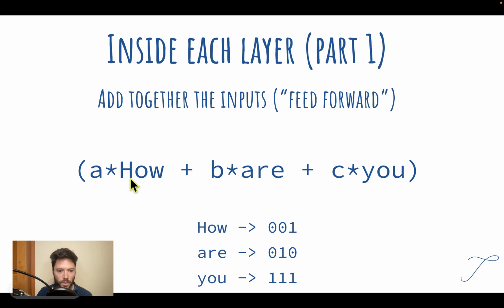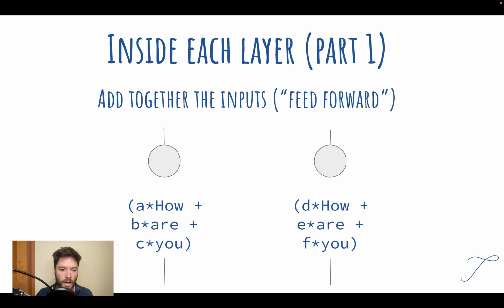So this is a feed-forward layer. It's a constant times an input plus a constant times an input. And you can expand the size of this linear layer or feed-forward layer just by adding more constants. So here you can have a node or an output, you can think of it as, which is A times how, B times R, and C times U.